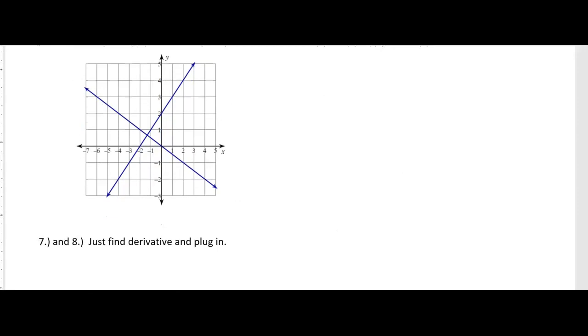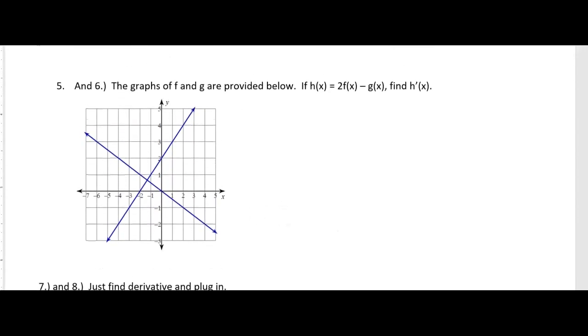Let's go ahead and take a look at this problem here. This will help you with numbers 5 and 6. So the graphs of f and g are provided below. I'm going to go ahead and label those now. I'll call this one here the f function, and I'll call this one down here the g function. So if h of x is equal to 2 times f of x minus g of x, they want us to find h prime of x. So here we go. H prime of x is going to be equal to 2, stays there because it's a constant multiple. Derivative of f is f prime minus g prime.